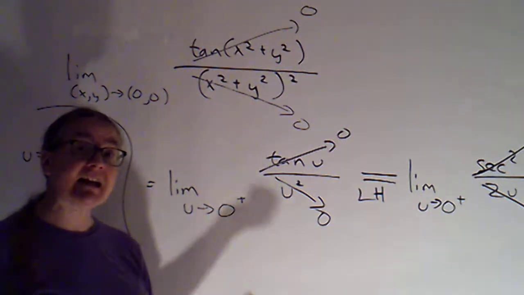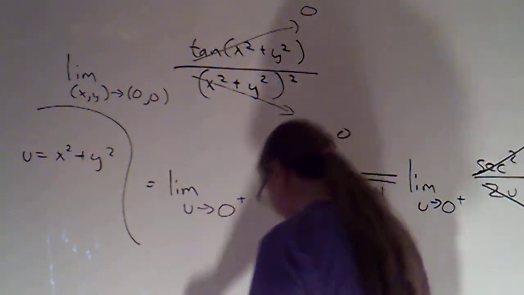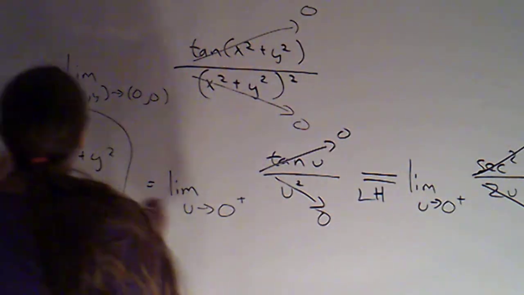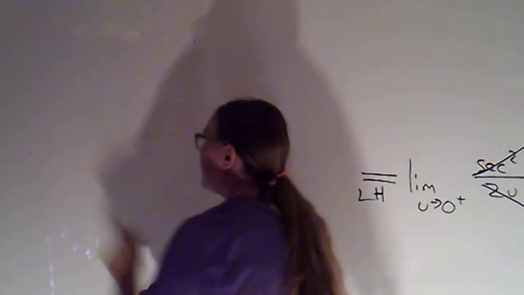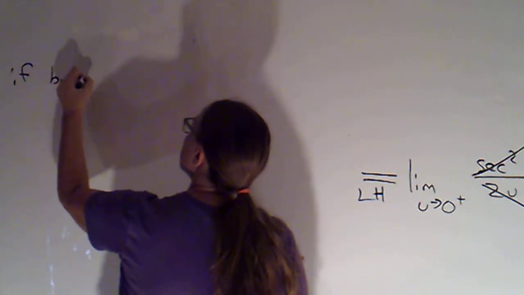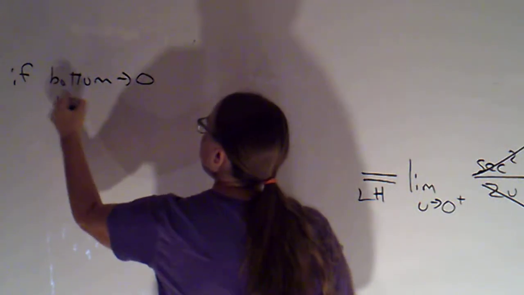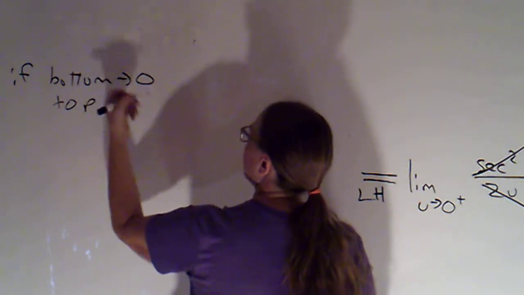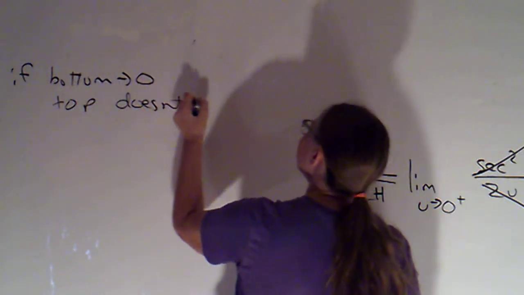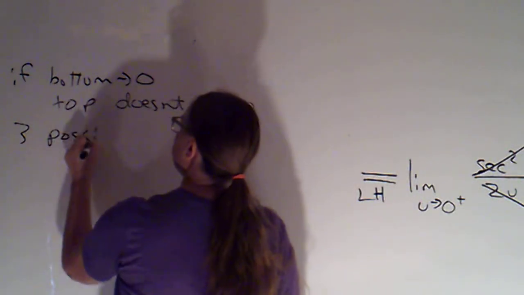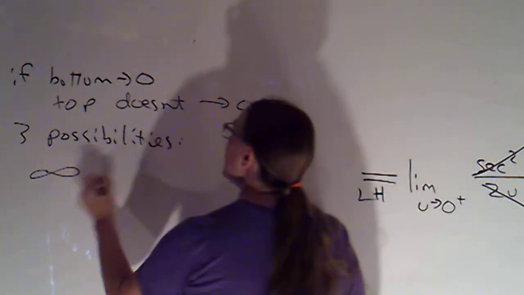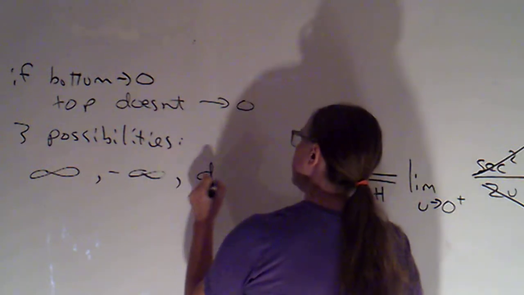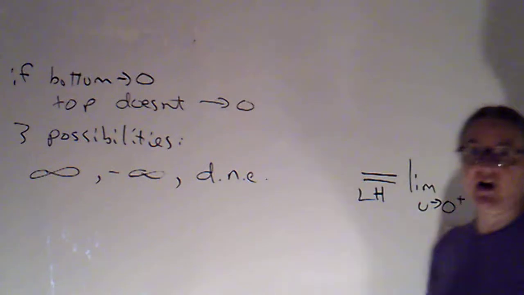Okay. When that's the case, there are 3 possibilities that I can have. Let me just write that out over here. If the bottom goes to 0 and the top doesn't go to 0, there are 3 possibilities for what the limit could be. Could be positive infinity, could be negative infinity, or it could be DNE for does not exist.